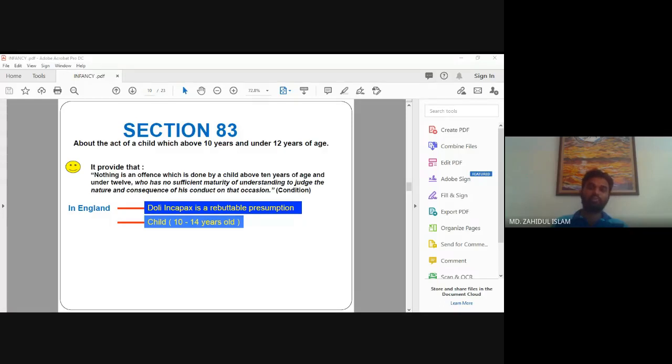But we have some policy, some way of proving it. We will discuss it later. Yeah, maybe circumstantial evidence. You have to show the circumstantial evidence, then eyewitness, etc. You have to prove that though they are 12 years old or 11 years old, at that time they didn't have enough maturity to understand the nature and consequence of the act.